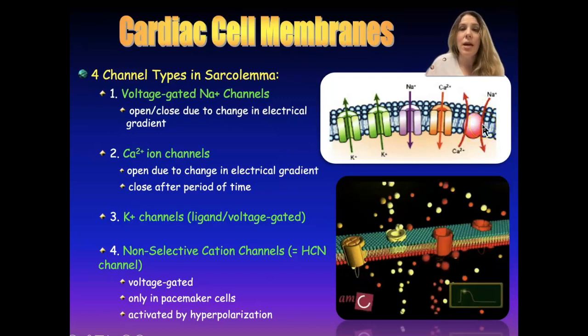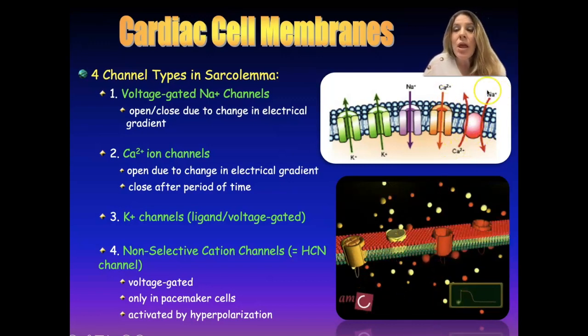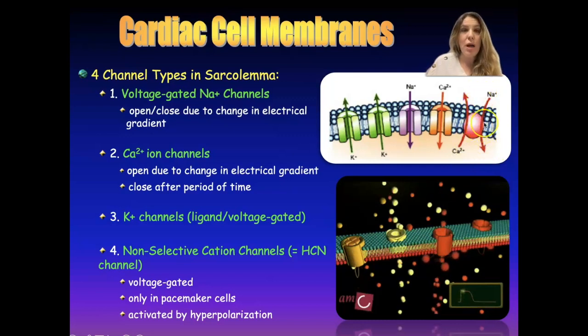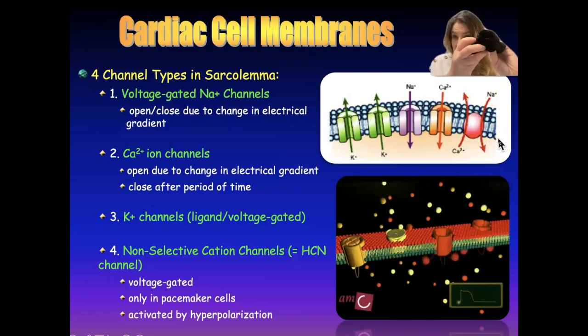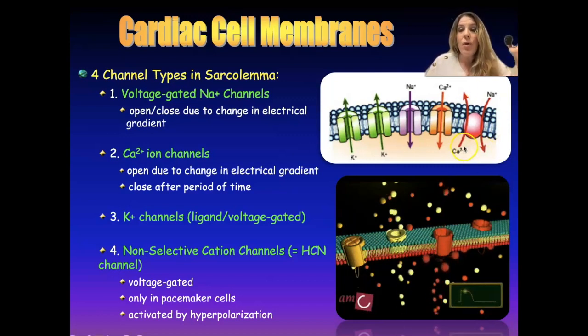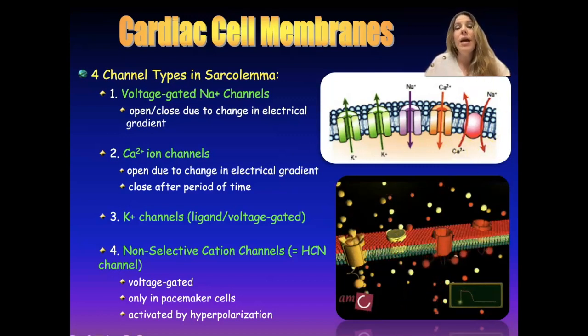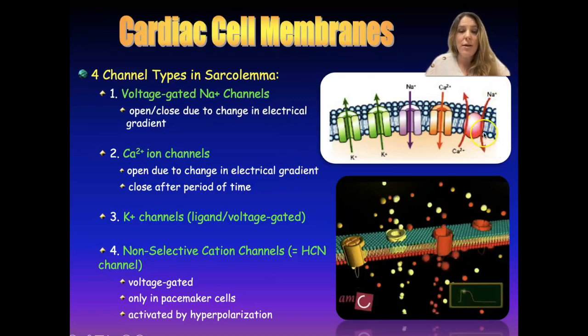They could be any kind of cations: sodium, calcium, potassium, anything really, magnesium. Cations are ions that are positively charged, and in the case of the HCN channel, it's going to allow movement in both directions. So when that channel opens, when it changes conformational shape, then it is going to allow ions to go from inside to outside and from outside to inside.